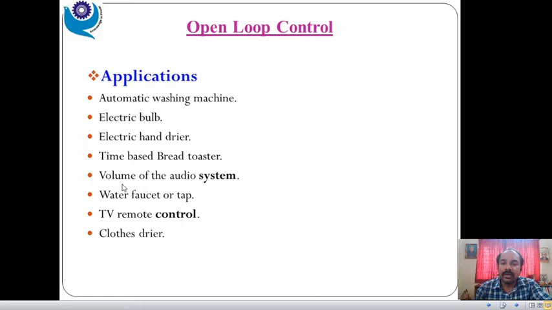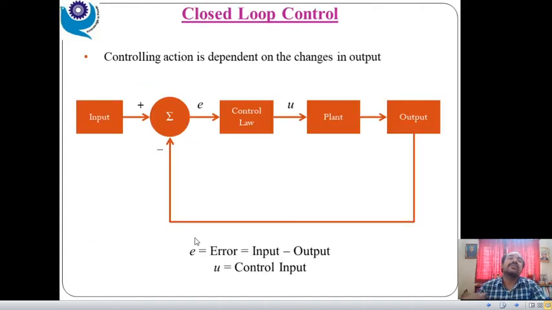Simply after the time lapse, the bread comes out. The volume of the audio system, that we know, right? Water faucet, or you can say tap. When we turn on the tap of the water, unless and until we turn it off, the water keeps pouring. That's again an open loop control system. Then TV remote control, then clothes dryer. These are the specific applications of open loop control system.